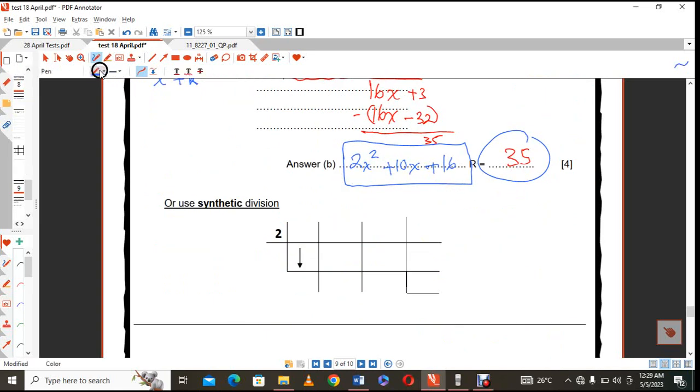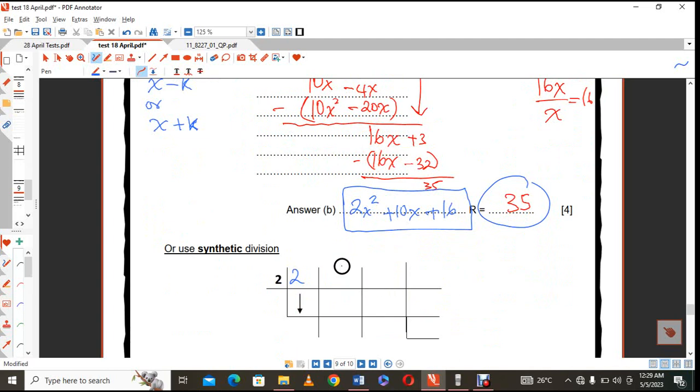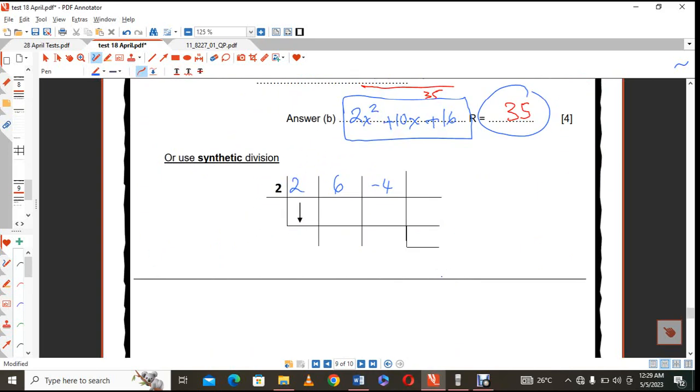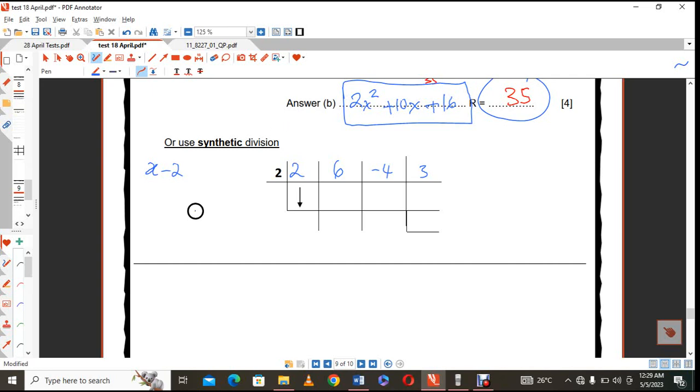So we're going to write the 2, and the coefficients that I've highlighted there: 6, negative 4, and the last one there is 3. I've also helped out by giving this value here, but this value is calculated from the x minus 2, the divisor. You let the divisor equal 0, and then you solve for x. Of course, x is going to be 2, and that is the 2 that I have there.